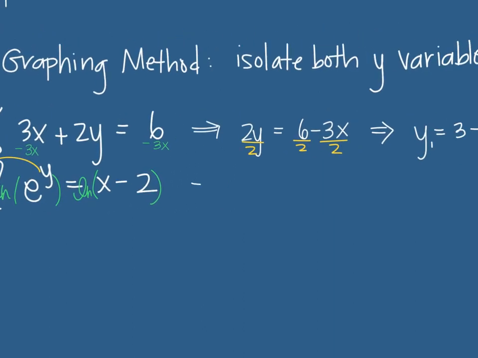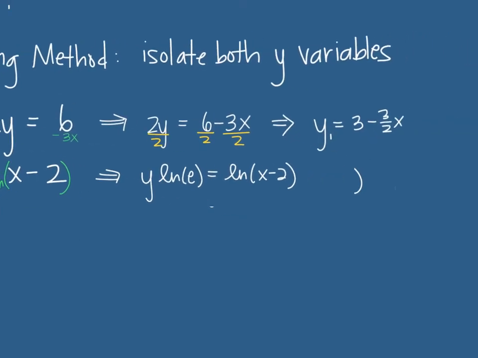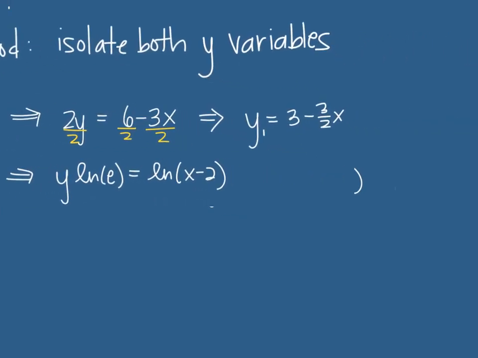So that leaves me with y in front of the natural log of e, and on the other side, the natural log is around x minus 2. What happens here is that the natural log cancels out the e and leaves me with y by itself being equal to the natural log of x minus 2. And I call this my y2. Now the reason I call it y1 and y2 is because I'm going to use my graphing calculator to graph these two and come up with their intersection points, or the solutions that they have in common.